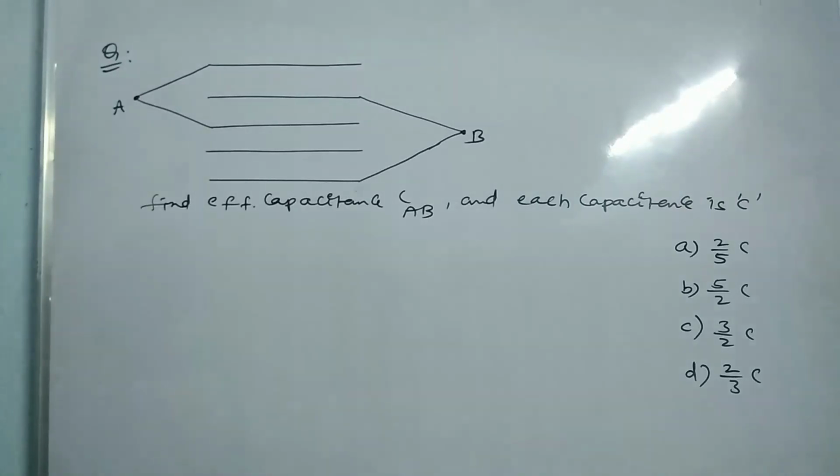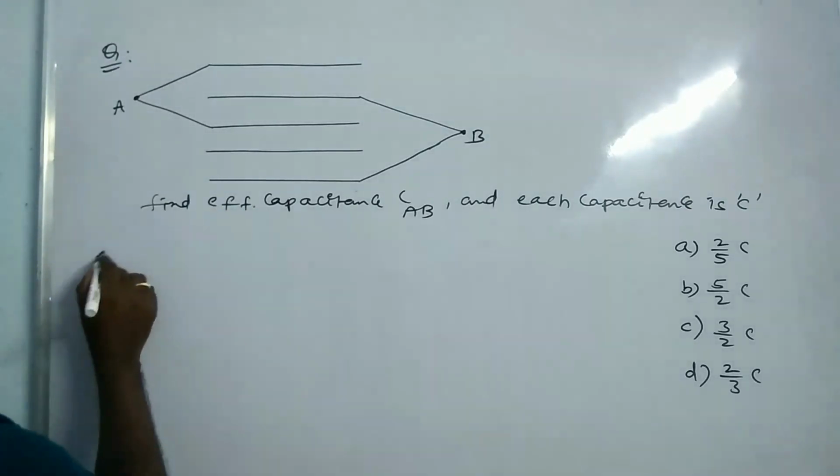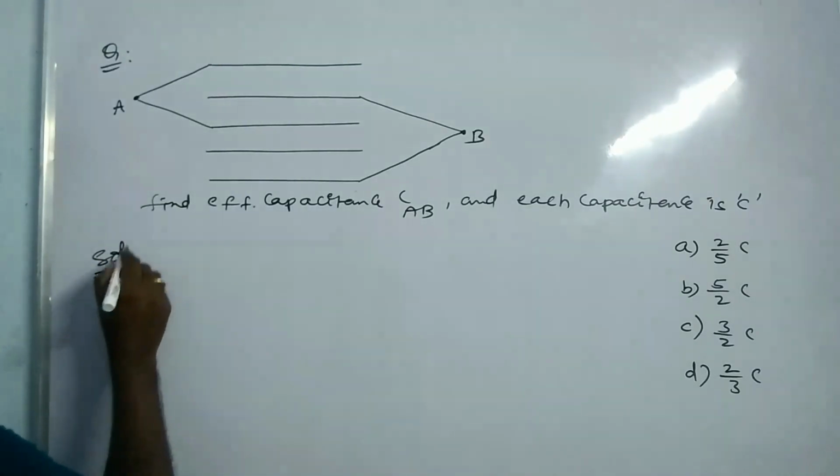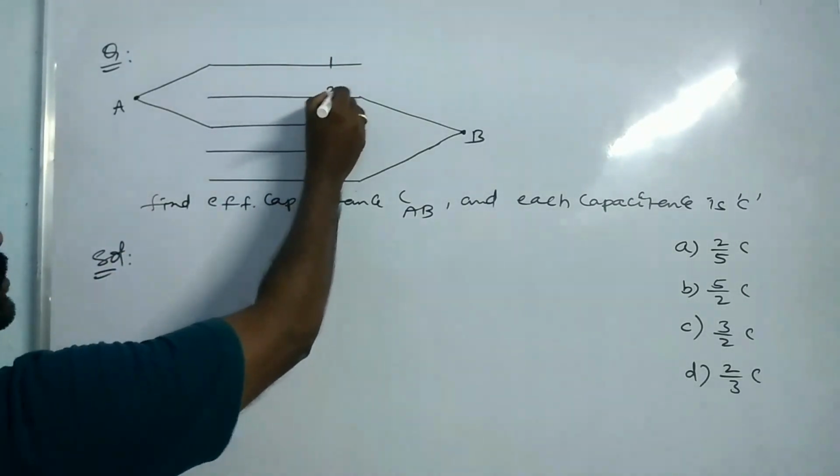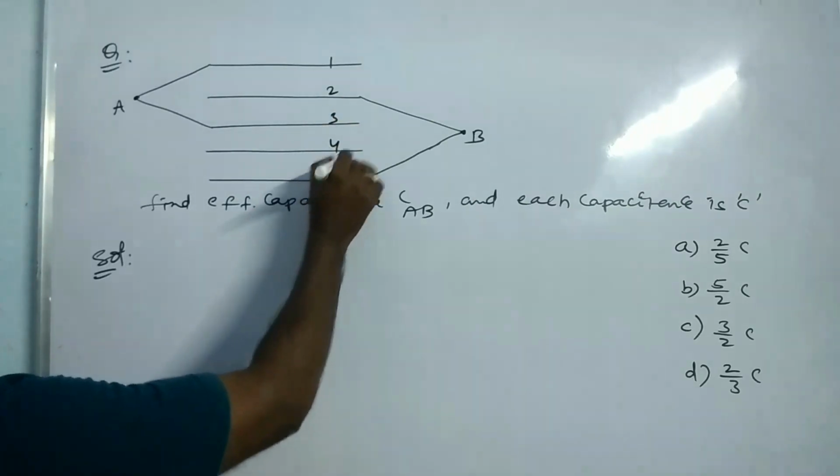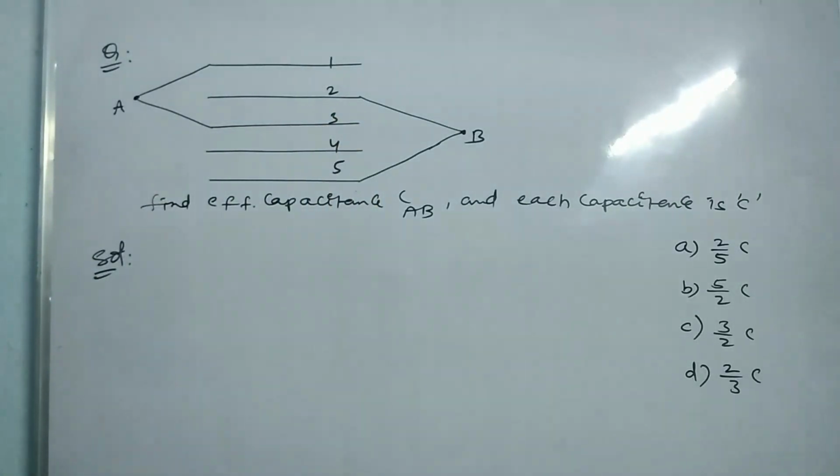So let's see how we can find this, a very important model. At first we number the plates: 1, 2, 3, 4, 5. Five plates are there.